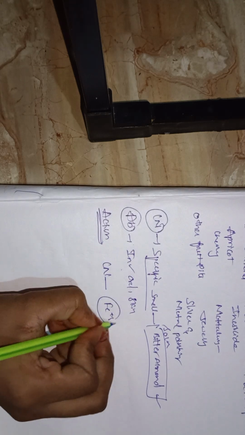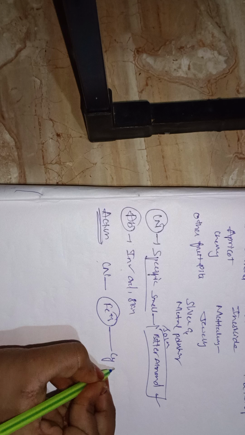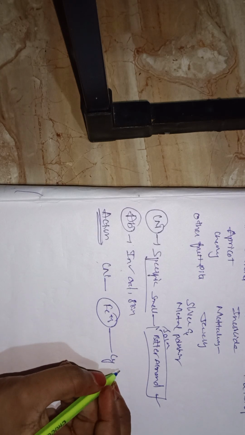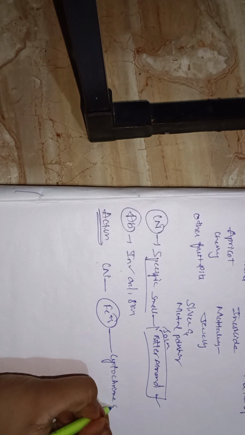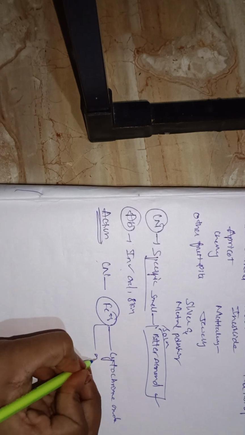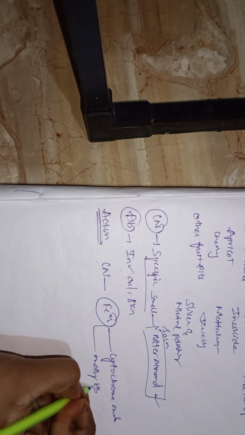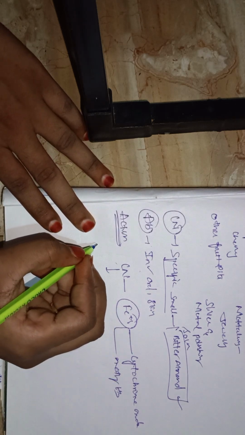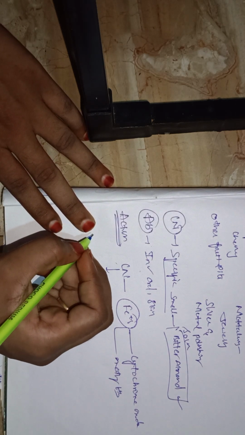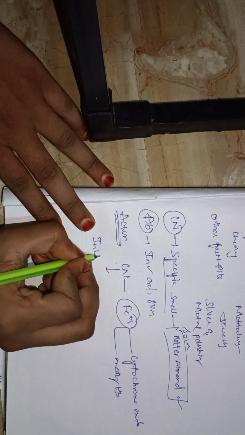Next, mechanism of action. What is the mechanism of action? Cyanide has high affinity for Fe+3 present in cytochrome oxidase, along with methemoglobin also. All these are Fe+3. So cyanide reacts with cytochrome oxidase and inhibits the cytochrome oxidase.